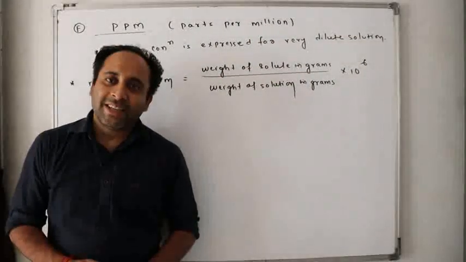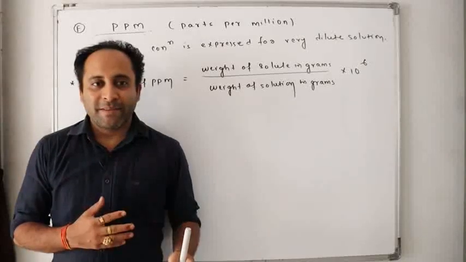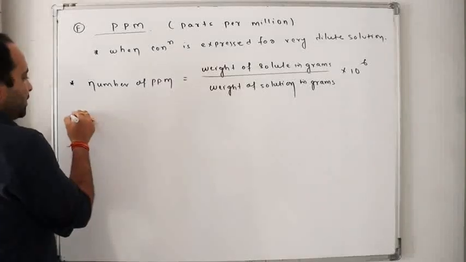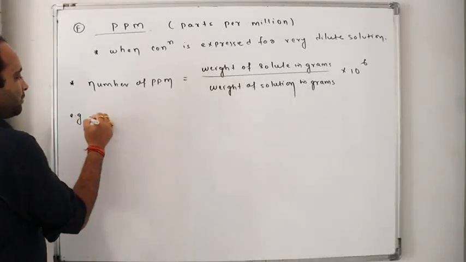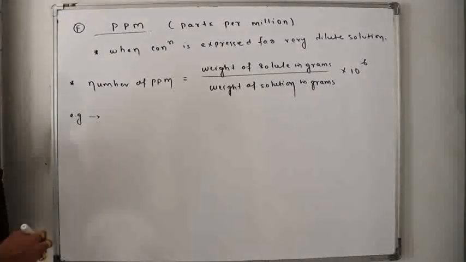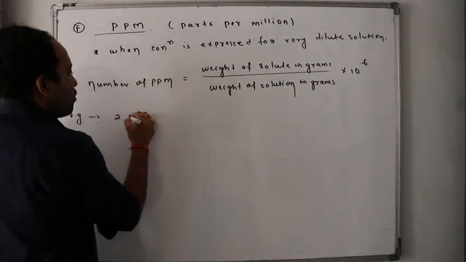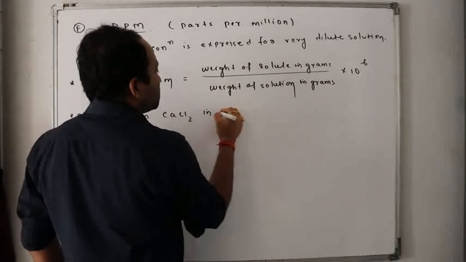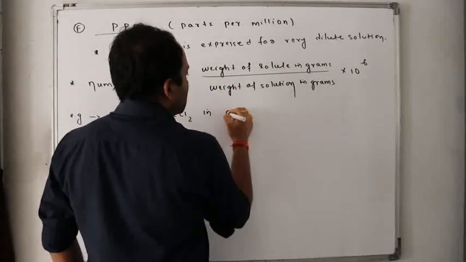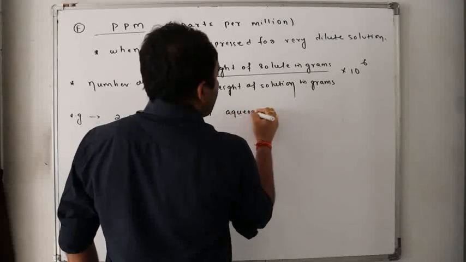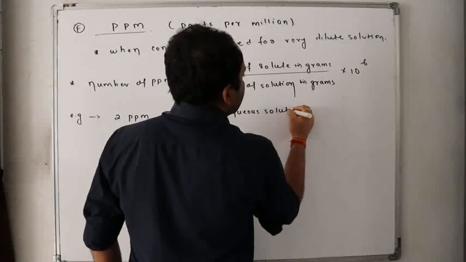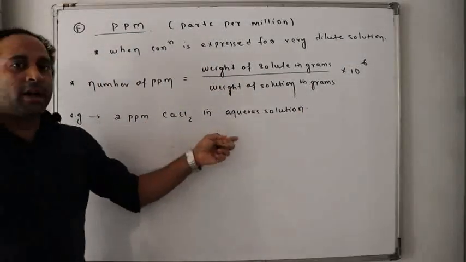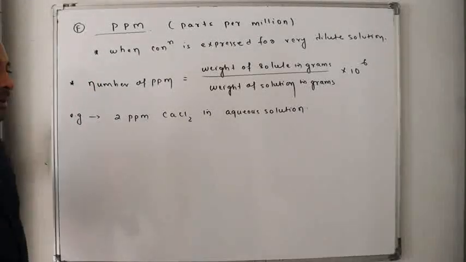Easy? The 10 to the power 6 is called what? ppm. Example. Without example, how can you know that we understood this? For example, say if I say 2 ppm CaCl2 in aqueous solution. What did I say? 2 ppm CaCl2 in aqueous solution. So what will happen?